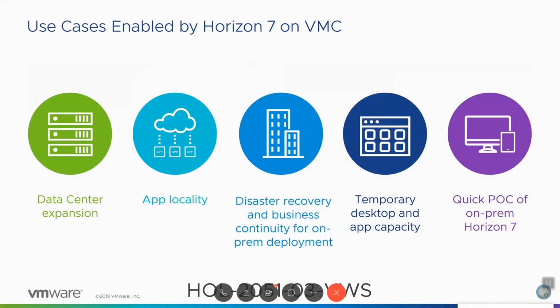So you're not sure about Horizon 7 yet. You don't have Horizon 7. You're moving towards it, and you want to see it. Well, rather than buying hardware and spinning up a POC internally, you might not have the capital for that. You can do a POC on AWS.